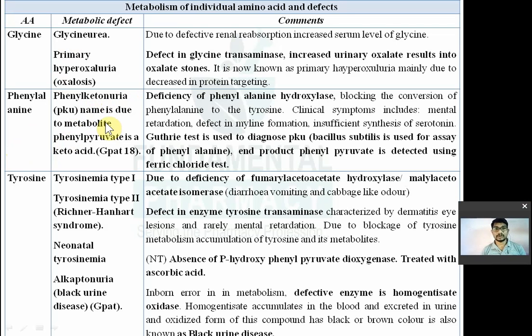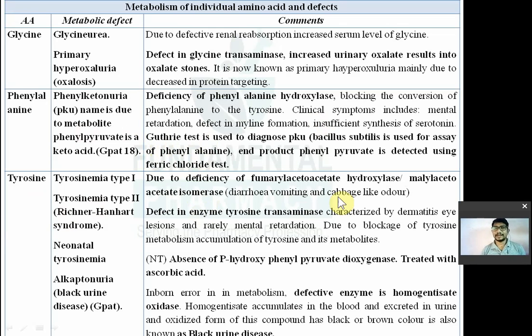Now tyrosinemia. Tyrosinemia type 1 is due to the deficiency of fumarylacetoacetate hydroxylase or maleylacetoacetate isomerase. If there is deficiency of these two enzymes, you will get tyrosinemia type 1, with vomiting and diarrhea. Whatever the vomit fluid or stools are there, you will get a cabbage-like odor. आपका जो गोभी होता है, गोभी जैसे स्मेल आएगा.